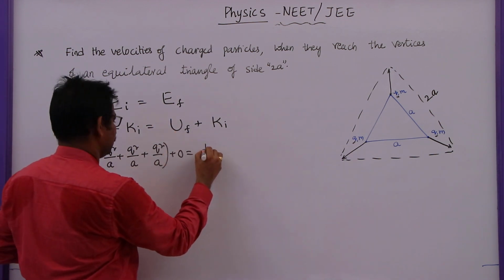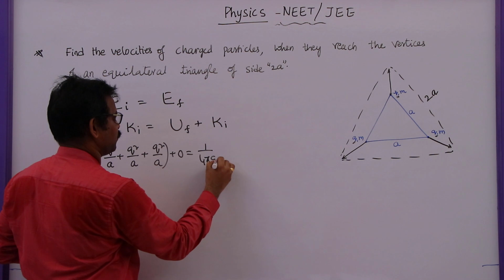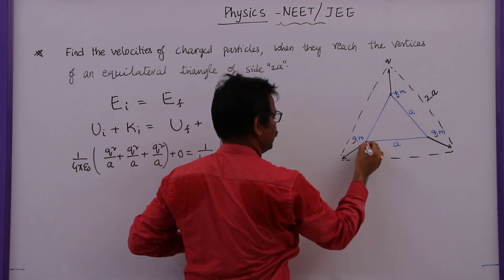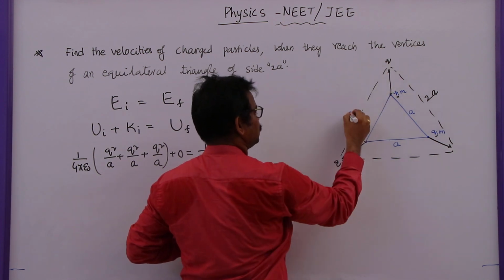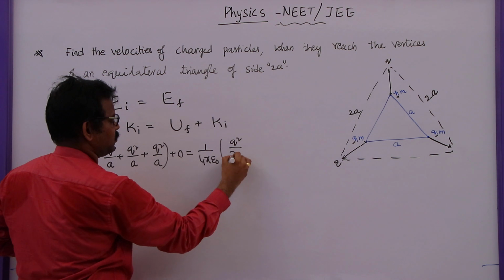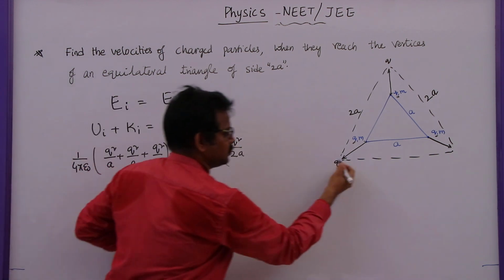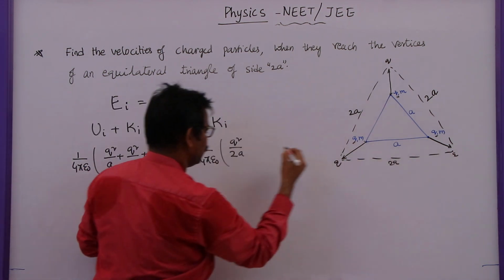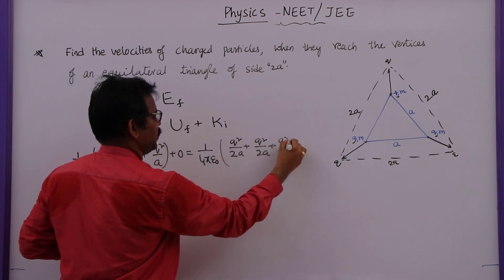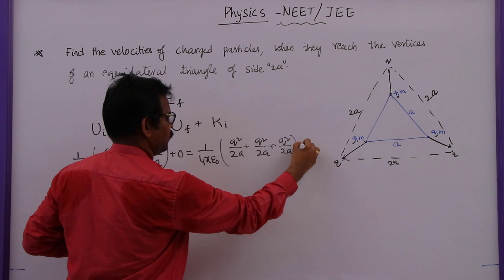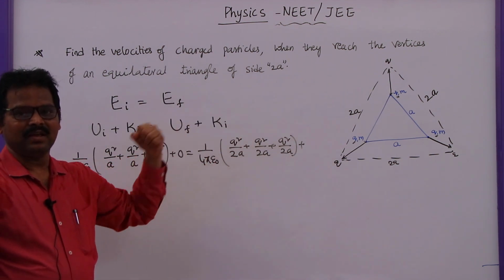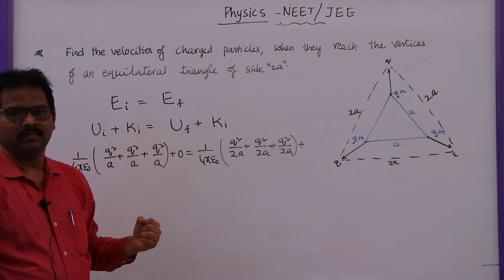So what is the final energy of the system? 1 by 4 pi epsilon naught times: when the charge moves from here to here, the distance between these two is 2A. So we can write q square by 2A for the first pair, q square by 2A for the second pair, and q square by 2A for the third pair, plus the kinetic energy, because each and every particle is gaining kinetic energy.